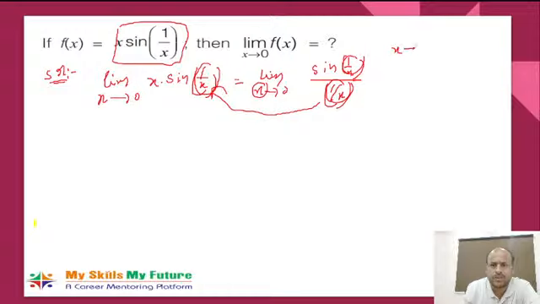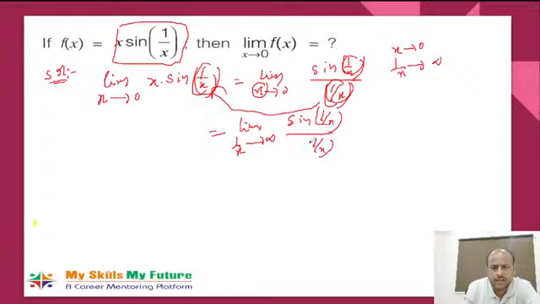So if x is tending to 0, then its reciprocal 1 by x is tending to infinity. So here, in place of x, let me take 1 by x, which is tending to infinity. Now the function is sine of 1 by x divided by 1 by x. Now I will replace 1 by x by theta. This is looking like the limit as theta tends to infinity of sine theta divided by theta.